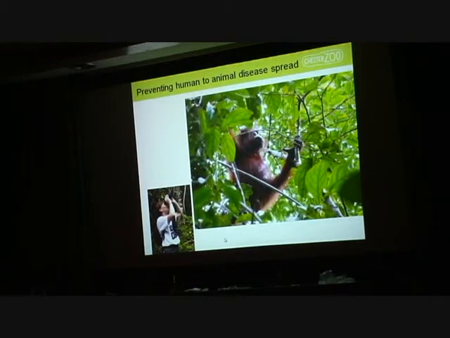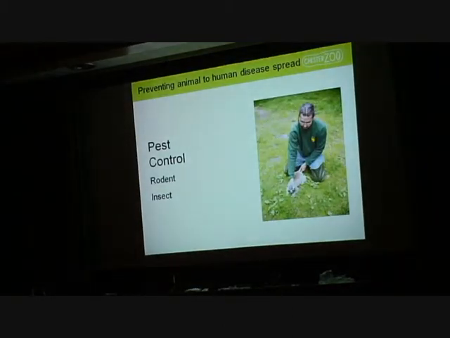Now, of course, with new protocols, there's a reason why there is a distance between primate and human, for example, when you're researching them. Preventing animal to human disease spread as well. In a zoo situation and even in a rehabilitation centre, it's about knowing how to handle an animal correctly. That makes the animal less stressed, and therefore the person less likely to get scratched or bitten.